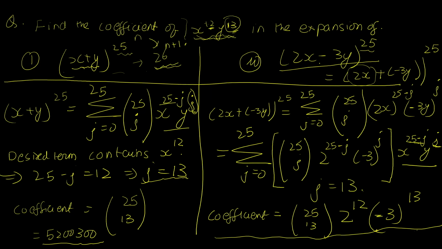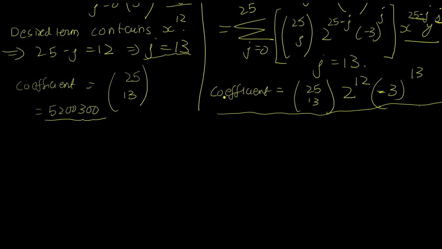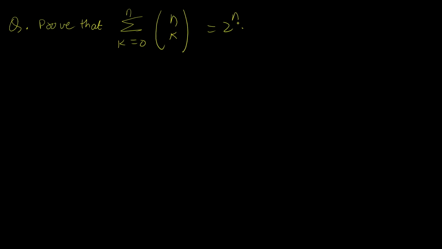Alright, next we'll be looking at a couple of corollaries of the binomial theorem. And these can be asked as individual proof questions. So I'll just mention this as a question. Prove that the sum from k equals 0 to n of the combinations n choose k is just going to be equal to 2 raised to the power n. So we can prove this as a direct result from our binomial theorem.